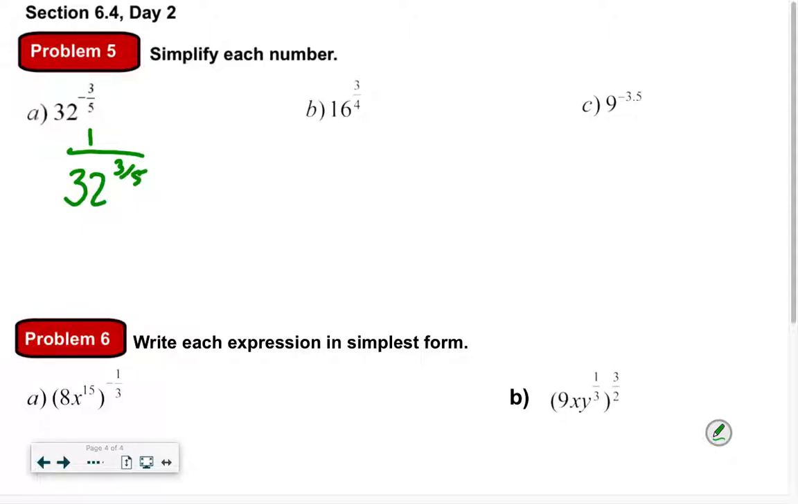What does the 3/5 power mean? Like, how can I turn that into a radical? Good. So my 1 is still on top. Remember, the 5 comes out and becomes our index, our small number outside. So the 5th root of 32 cubed.